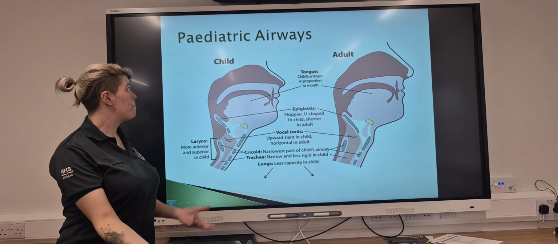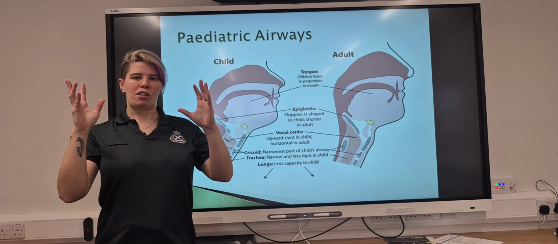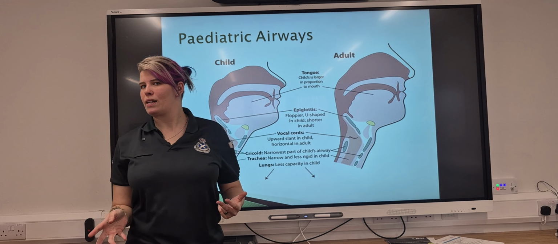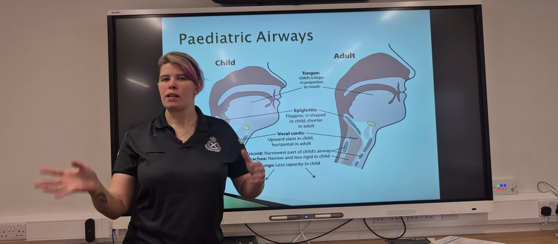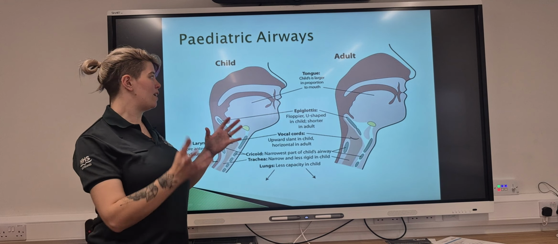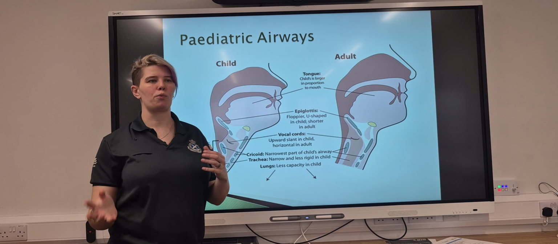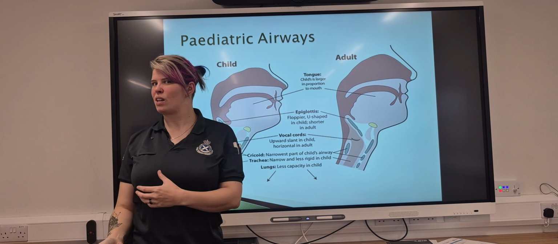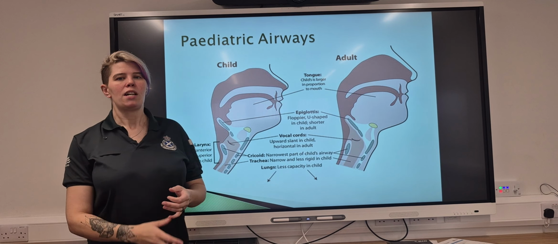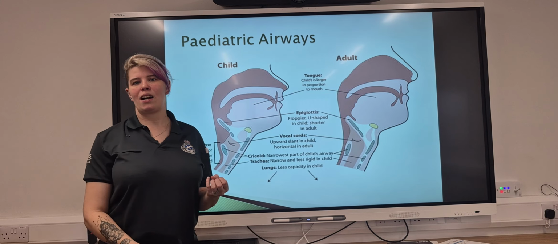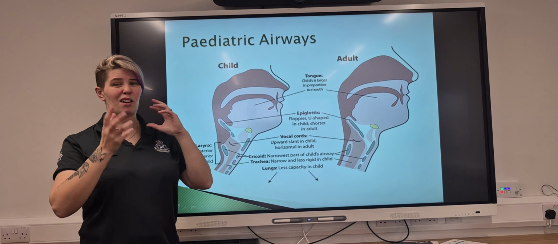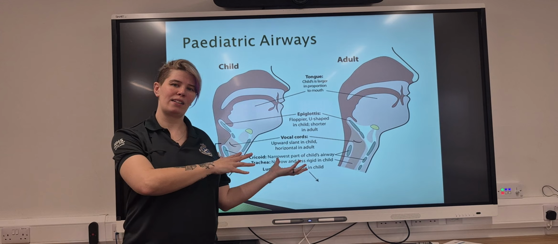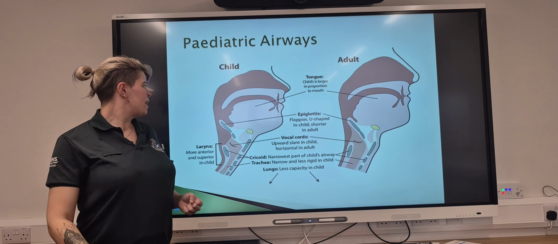And finally, paediatric airways. So this is something that you guys should not be having to deal with yourselves. You will not be carrying paediatric kit at any time, but again, it's just nice for you to have a little underlying knowledge as to why we are more concerned with regards to paediatric airways than we are in adults sometimes. So kids have tongues that are a lot bigger, and their mouth cavity is smaller than what adults have.